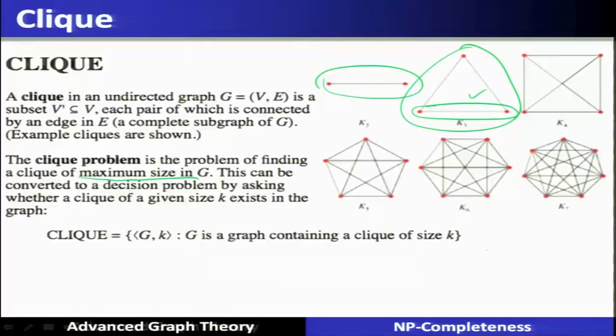So, this can be converted into a decision version of the problem by asking whether a clique of size k exists in the graph or not. Here we are given a pair, that is, a graph and a value of k. We are asking whether the graph contains a clique of size k or not. So, this is a decision version of the problem which will answer yes or no, and that is called the clique problem.